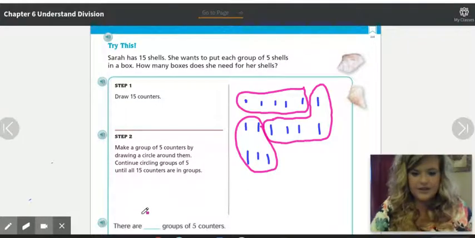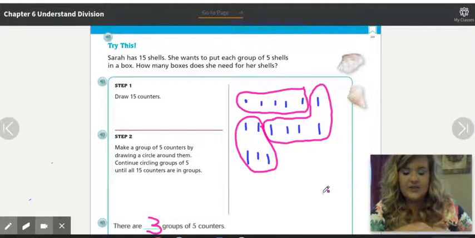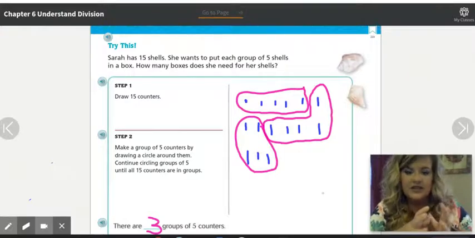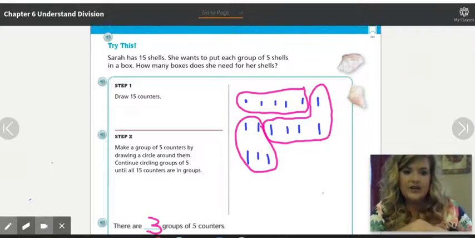In other words, how many groups with 5 counters does it take to get to 15? There would be 3 groups of 5 counters. I know some of you are probably thinking about multiplication when you're looking at this. This was like our first steps of division. This is when we learned that we have to have equal groups in 3rd grade when we're looking at division.